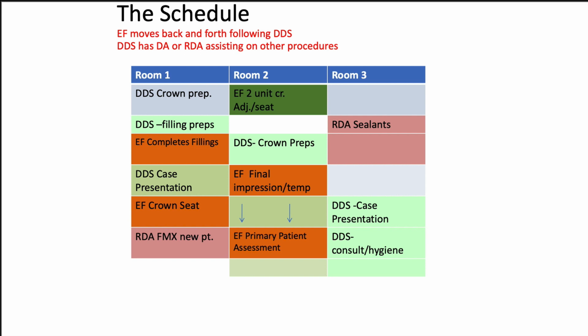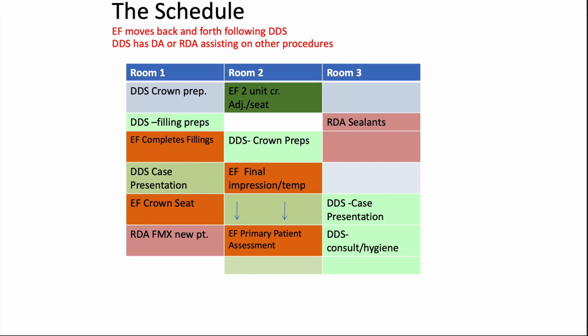So here we have a sort of more stereotypical situation. EF2 moves back and forth following the dentist, and then the dentist also has a DA or RDA assisting them on other procedures. So here in this case, let's say this is 8 o'clock in the morning, we have an EF2 in room 2 doing a full seat and adjustment on a crown and a seat and bond.